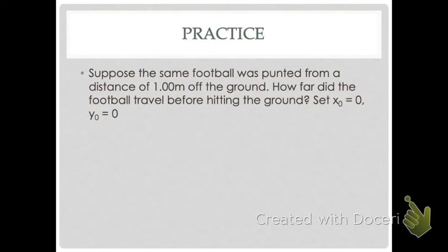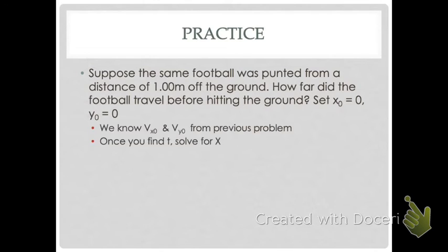All right. So same football, but now we're punting it from a meter off the ground. We set our initial positions as 0. Okay, that should be x i and y i as zeros. We know our vxi and our vyi from previous problems. So we're going to be able to solve now for the time it takes to hit the ground and then solve for x final. Okay?